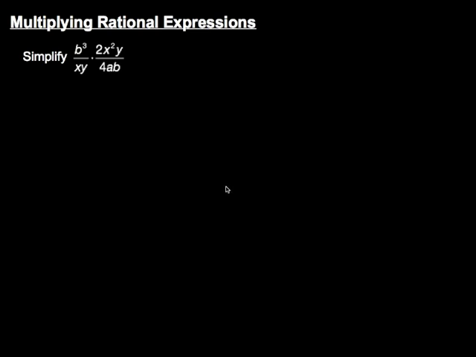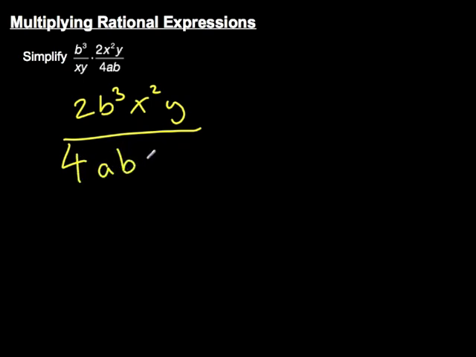Let's multiply rational expressions. When we're multiplying fractions, we multiply straight across. We're not doing any cross multiplication because there's no equal sign in the middle. We just multiply straight across. So here, if I multiply this, I get 2b cubed x squared y in the numerator, and I get 4abxy in the denominator.